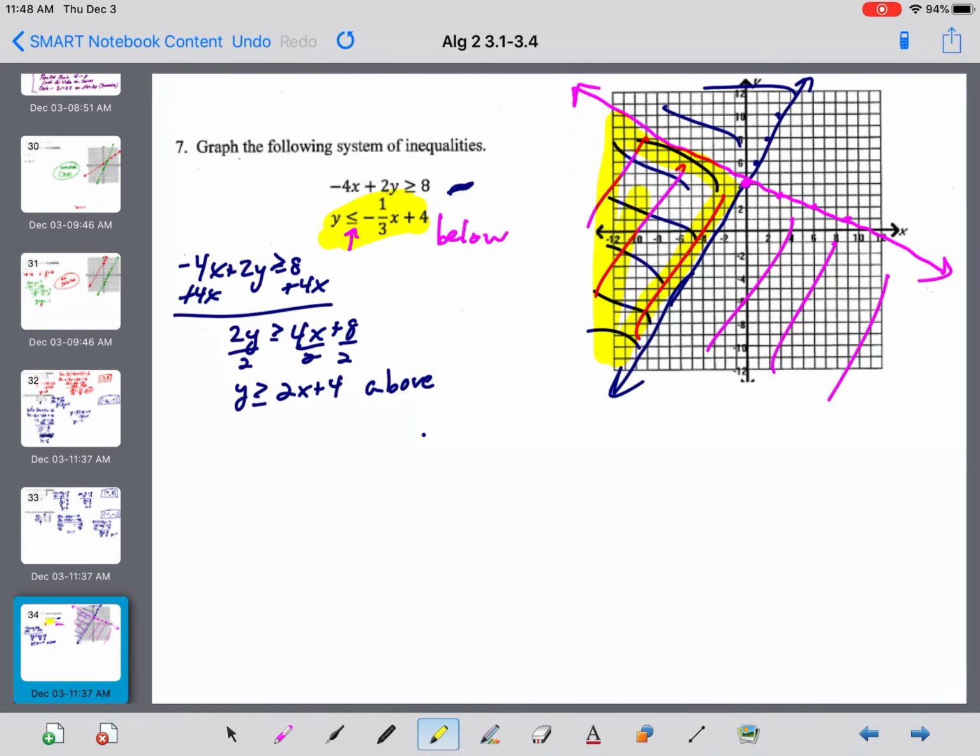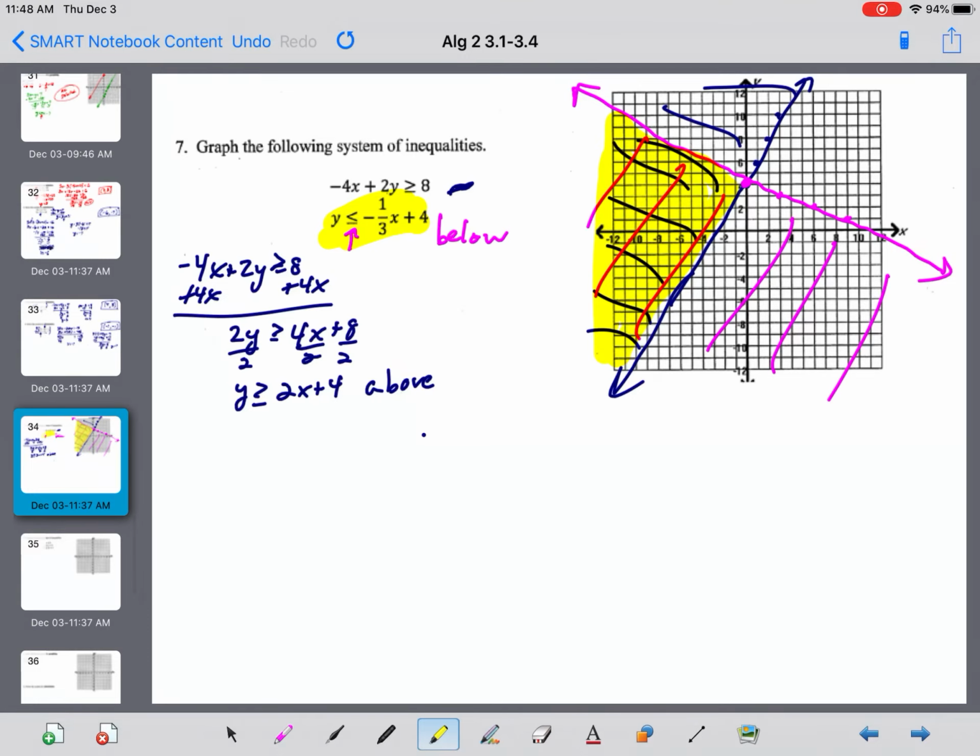My final solution is all of this zone. Okay, got that done. Those are the points that are in both of the shades.